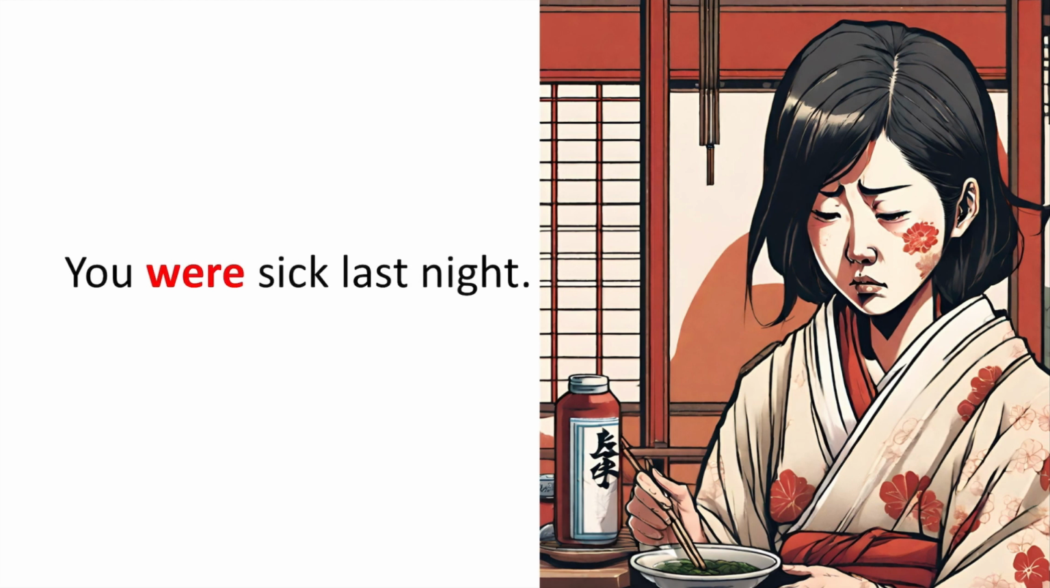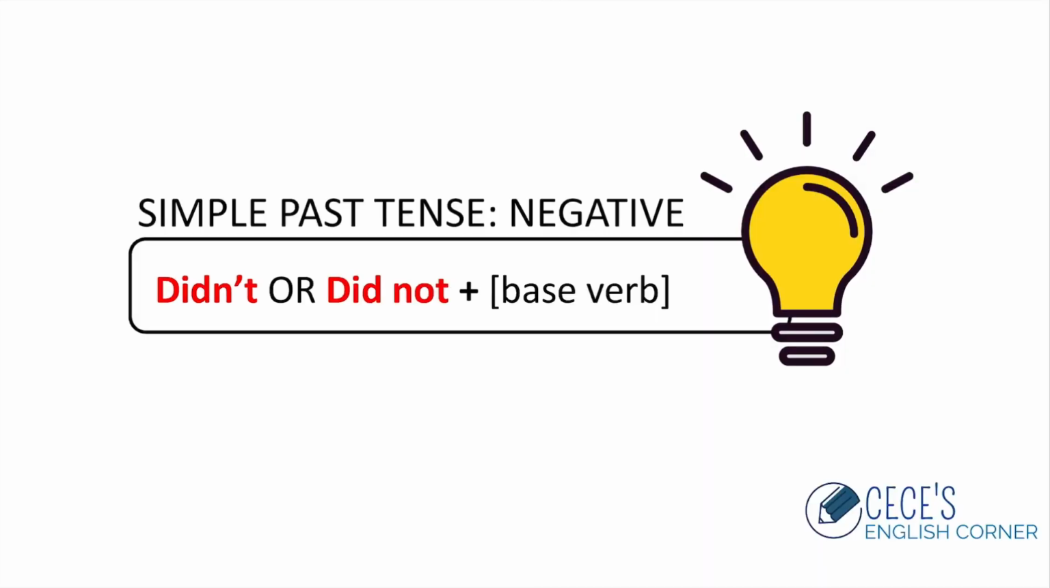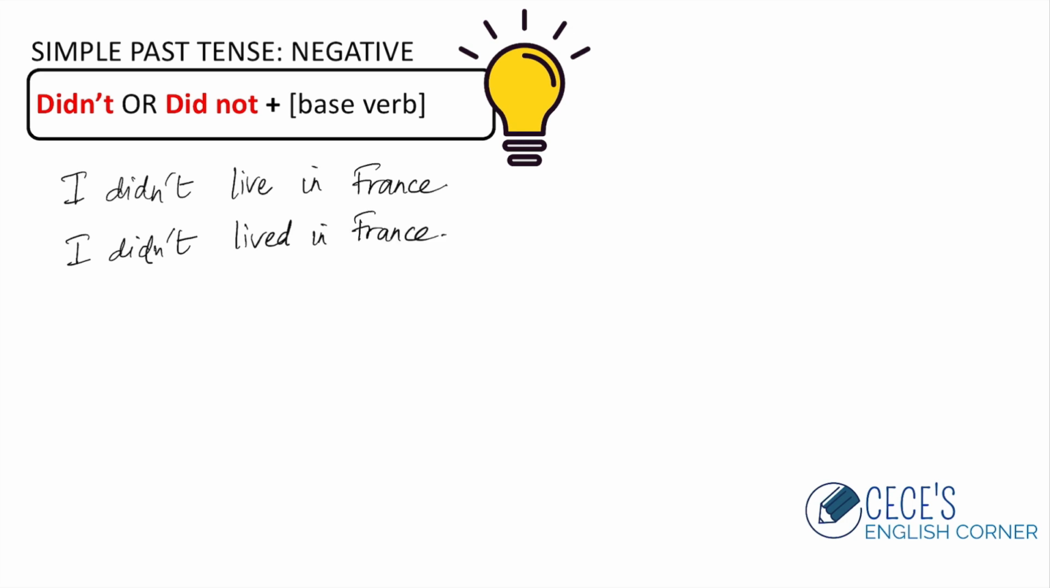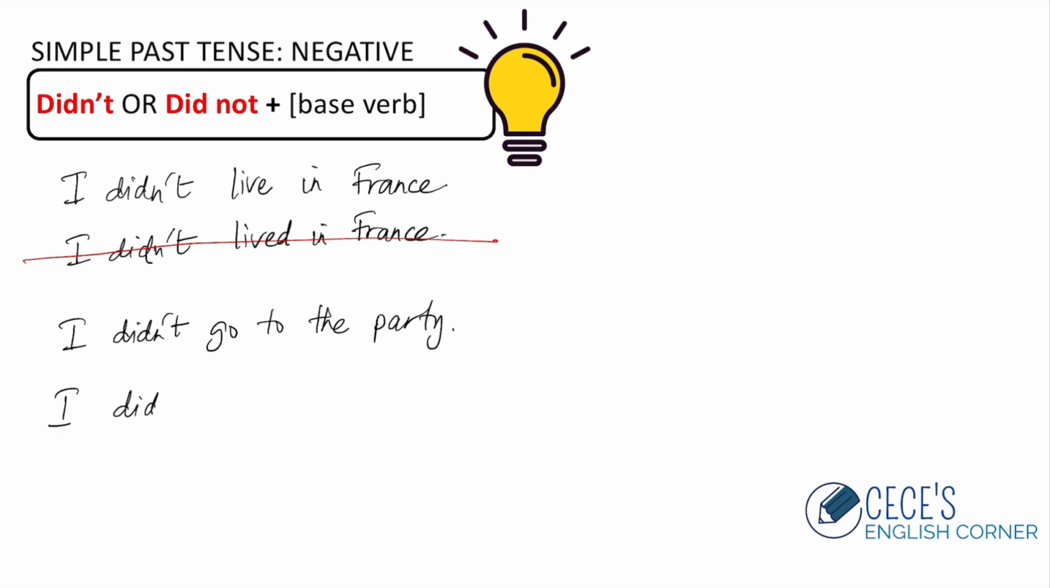The next thing I want to talk about is how to make these verbs negative. If we're talking about the past tense and we want to make the verb negative, we can use the following pattern. Add didn't or did not before the base verb. For example, I didn't live in France, not I didn't lived in France. I didn't go to the party, not I didn't went to the party.